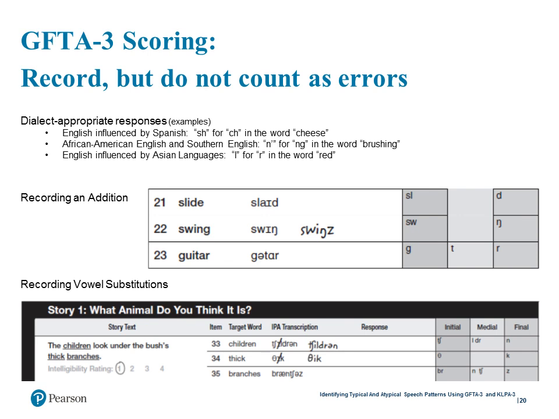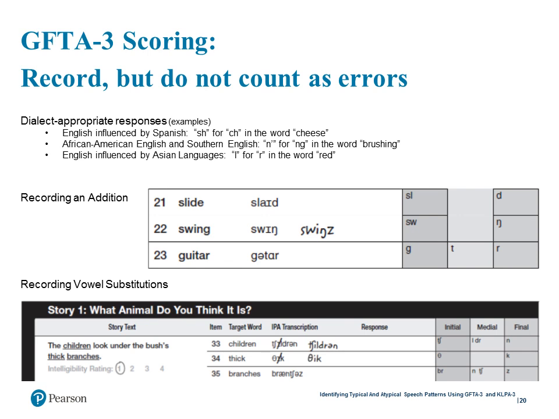Okay. There are instances where we're going to record. That's why we have that blank space there for transcription, but no error is counted. That occurs when there's a dialect appropriate response. As our society diversifies, there's more chance for that, and so in GFTA-3, in the appendices, you will find guidance about English-influenced Spanish, African American and Southern English, as well as English influenced by an Asian language. There are examples for productions that should be counted as correct rather than incorrect.